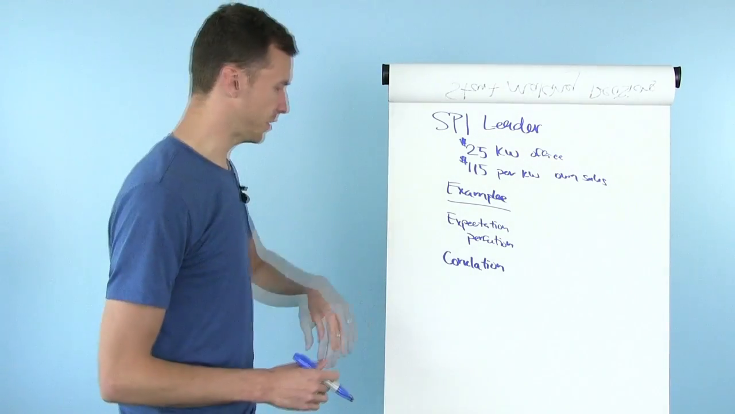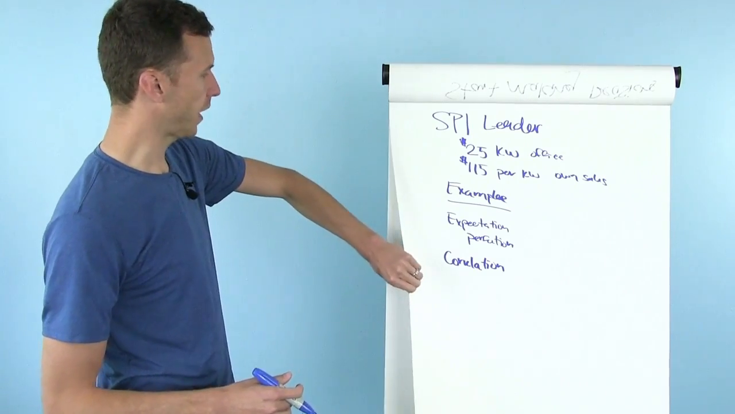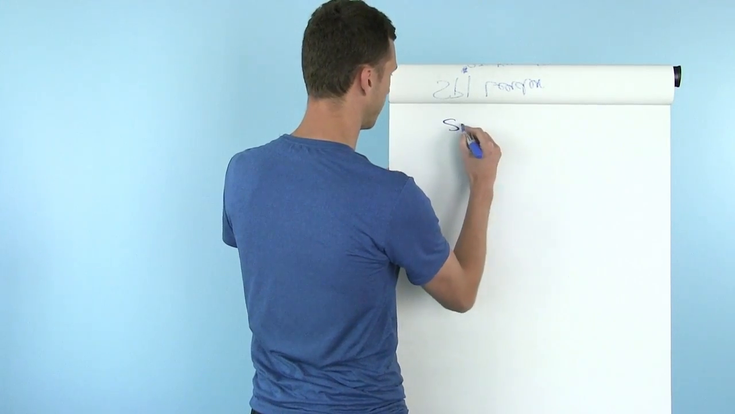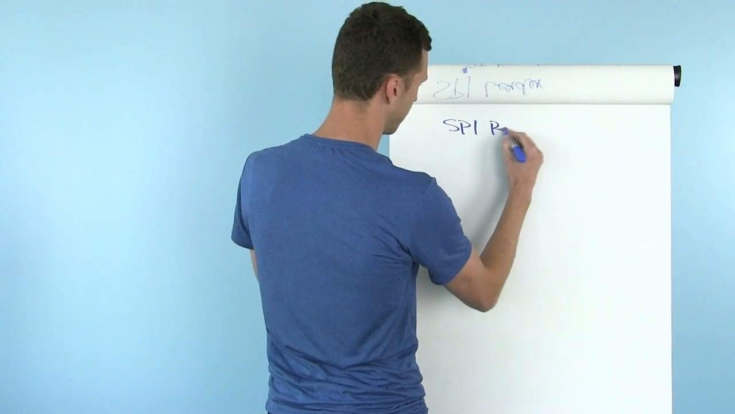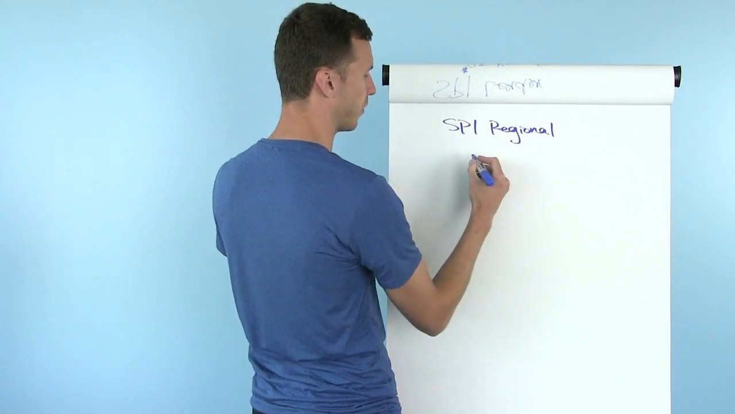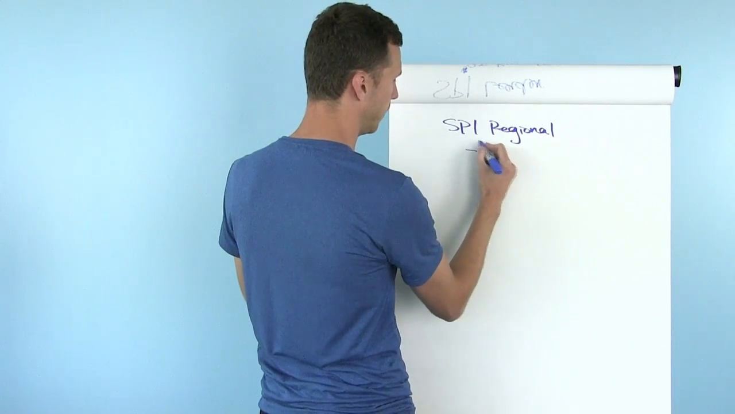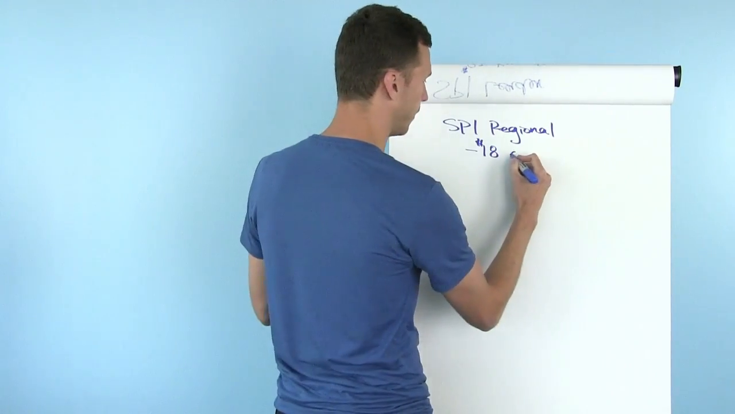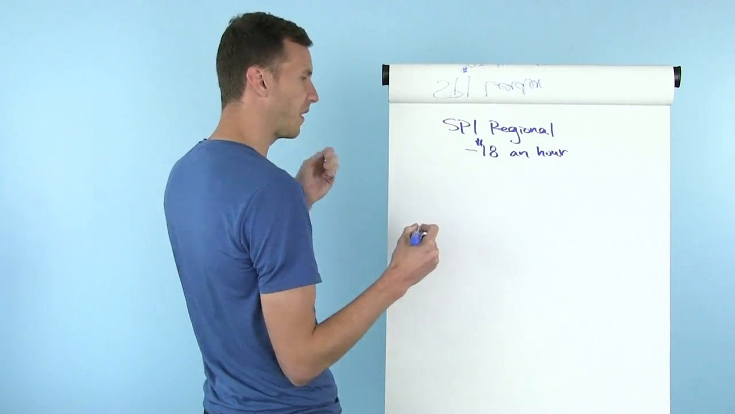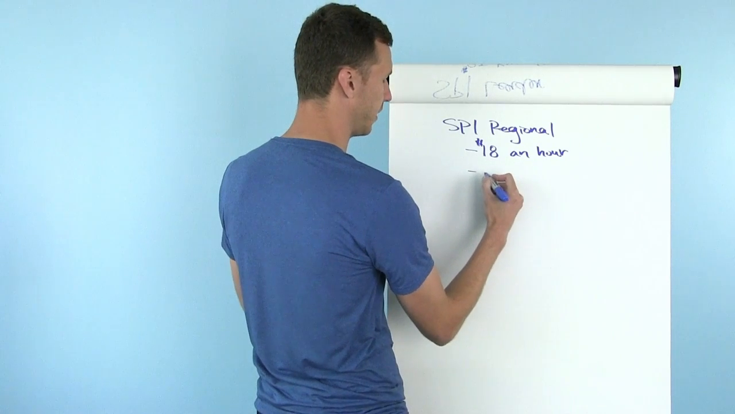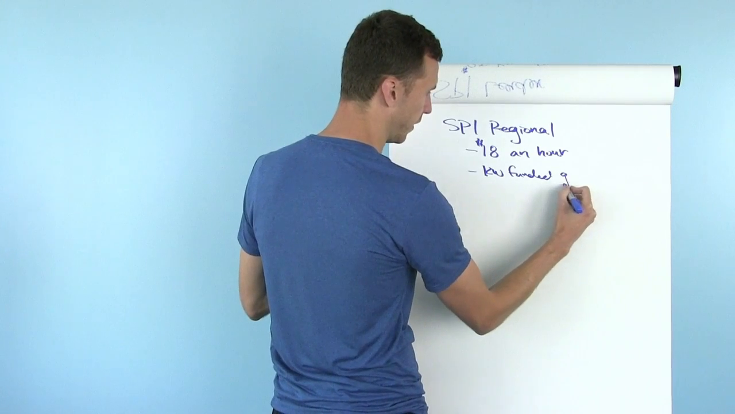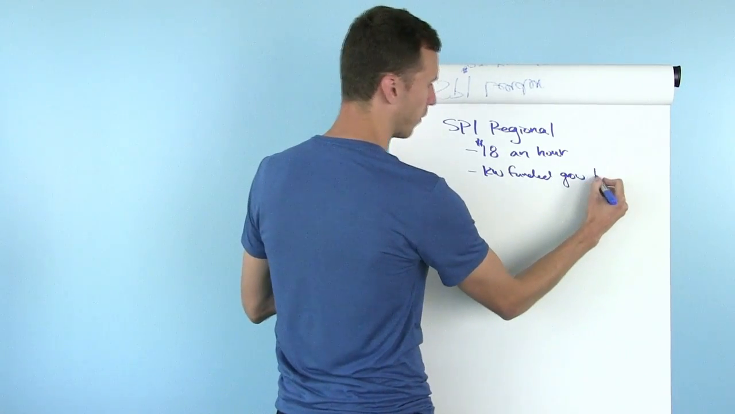Okay, let's move on to the SP1 Regional. Let me go through their pay real quick. Right now, they start at $18 an hour, and as kilowatts funded grow, their hourly grows.